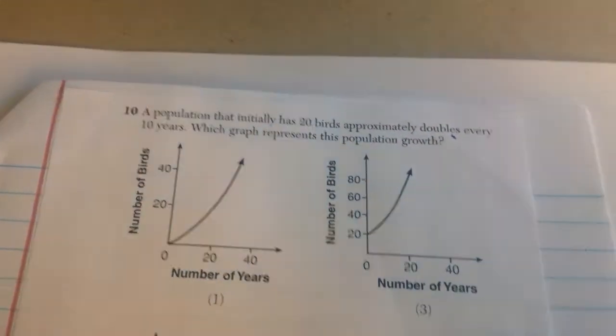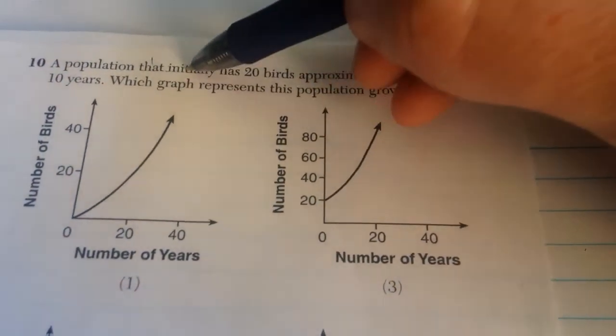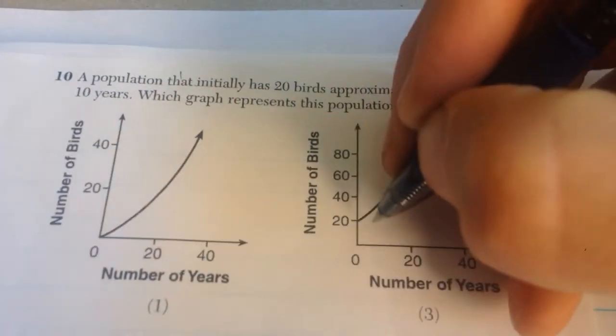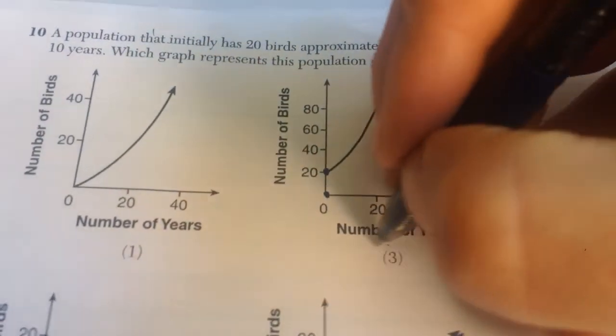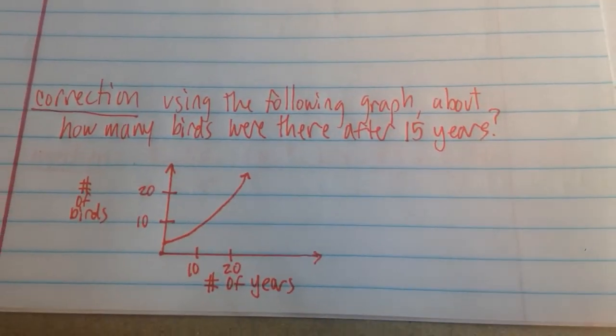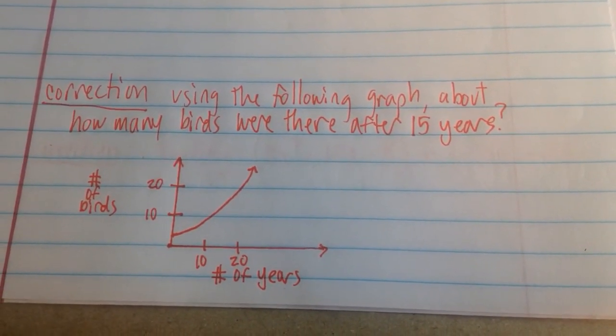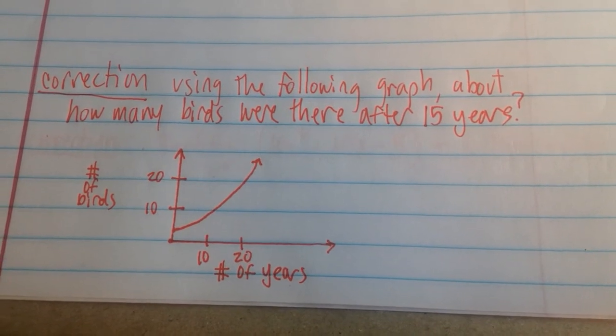Now it's between choice 1 and 3, but since it says it initially has 20 birds, that means at time 0, we are at 20 birds. So it's choice 3. For corrections, using the following graph, how many birds were there after 15 years?